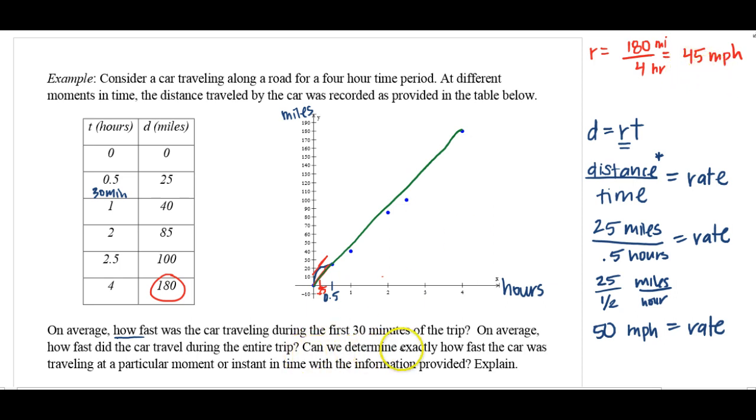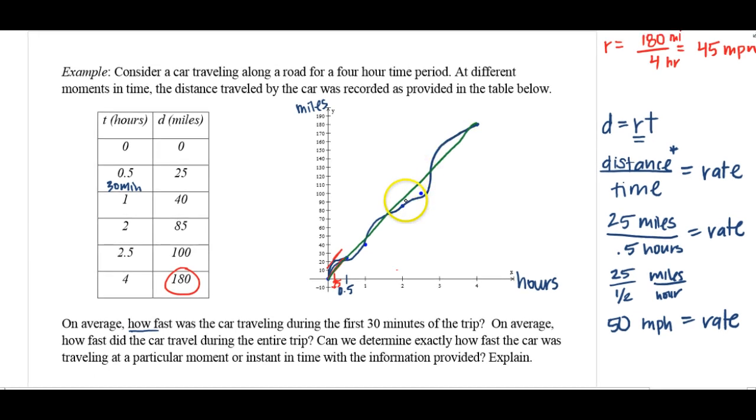So can we determine exactly how fast the car was traveling at a particular moment or instant in time with the information provided? The answer there is no, because I can't fill in the dots. I don't know exactly what's happening in between each of those times. In between each of these moments in time I've collected information, I might be doing something weird like that.